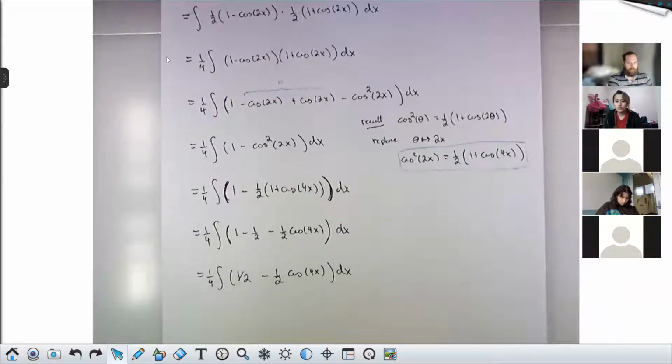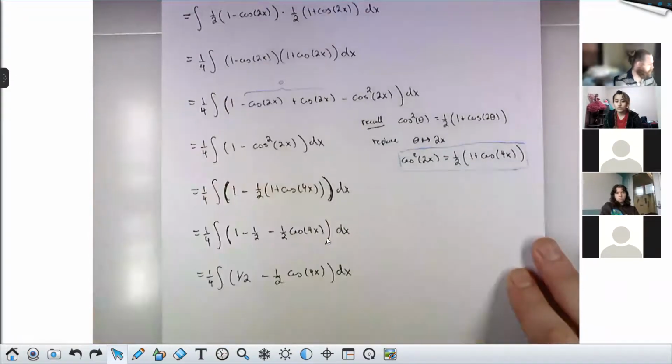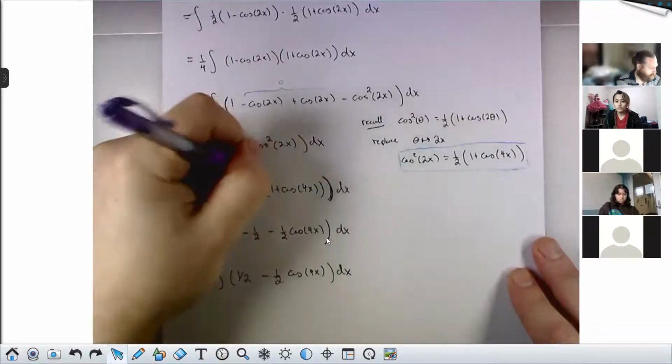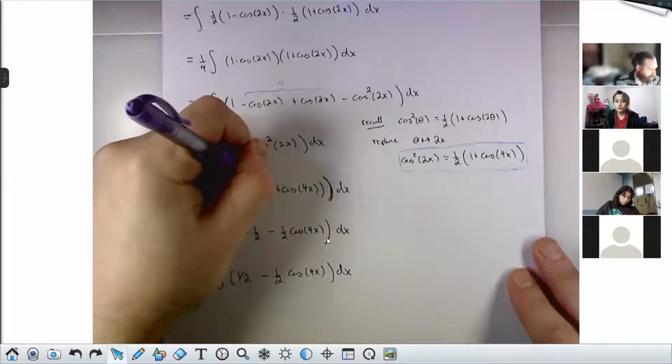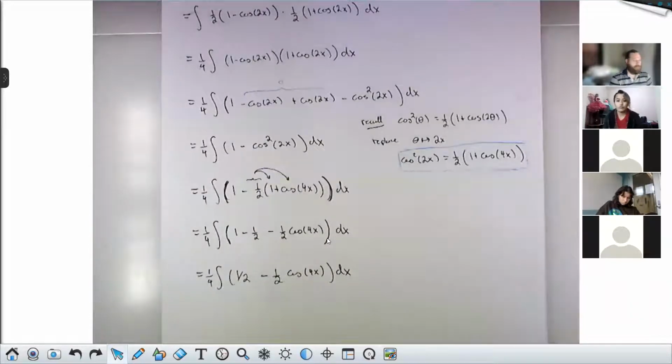So I got a question about the next couple lines down here. This is 1 minus 1/2 minus 1/2 cosine of 4x. So the third 1/2 is attached to the cosine of 4x. That came from distributing this negative 1/2 over those parentheses. So I've got a constant there.